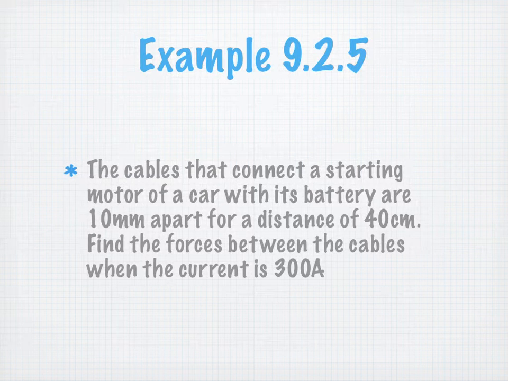Let's look at the problem. The cables that connect a starting motor with a car with its battery are 10 millimeters apart for a distance of 40 centimeters. Find the forces between the cables when the current is 300 amperes. Nothing in this problem talks about the direction of current, so all we're going to be able to find is the magnitude of the force on the two wires. We don't know whether it's going to be attractive or repulsive until we know the direction of current. So magnitude only we'll be solving for.